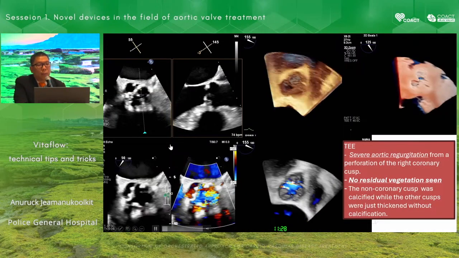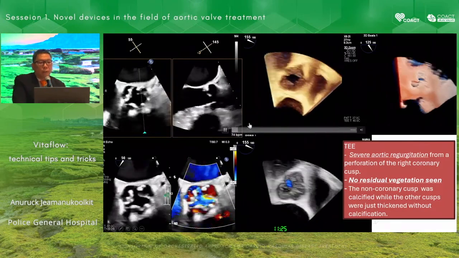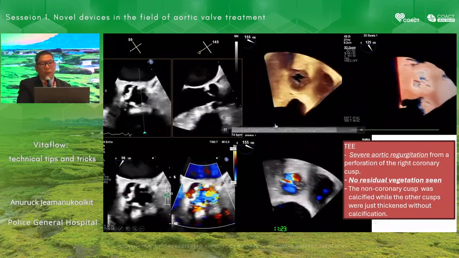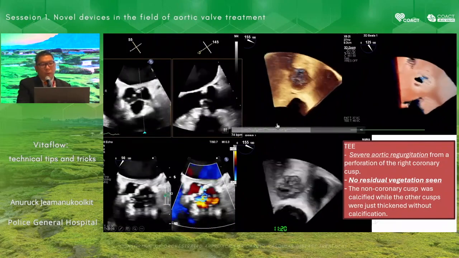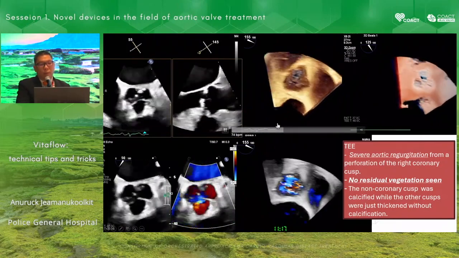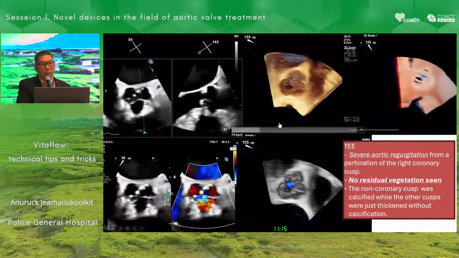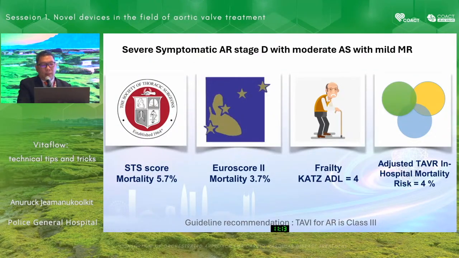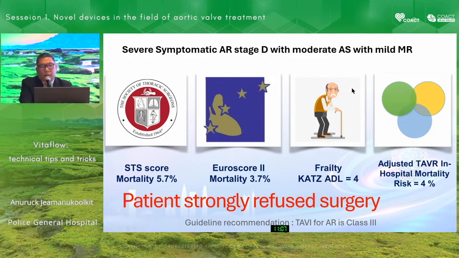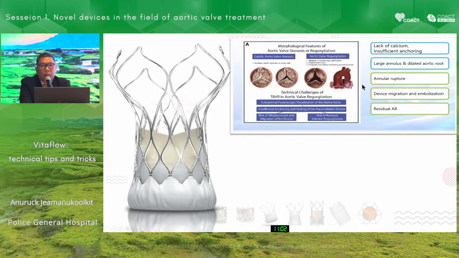He refused surgery all the time, and he had to be admitted for 6 months, every month during the 6 weeks, before we decided to do the TAVI for him. This is the STS score. He's moderate risk, but still refused the surgery. The guideline says that TAVI for AI is class 3. Why? Because AR lacks calcium for anchoring, and it has a large diameter of the aortic root, the annulus and also the aorta.